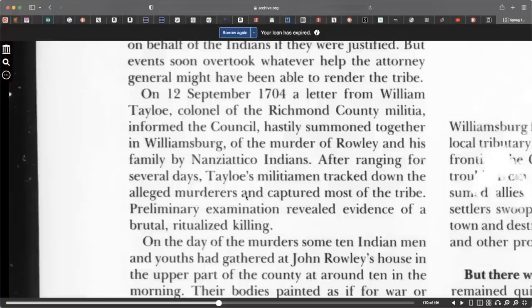So it seems like they condemned the whole tribe for a couple of people, right?